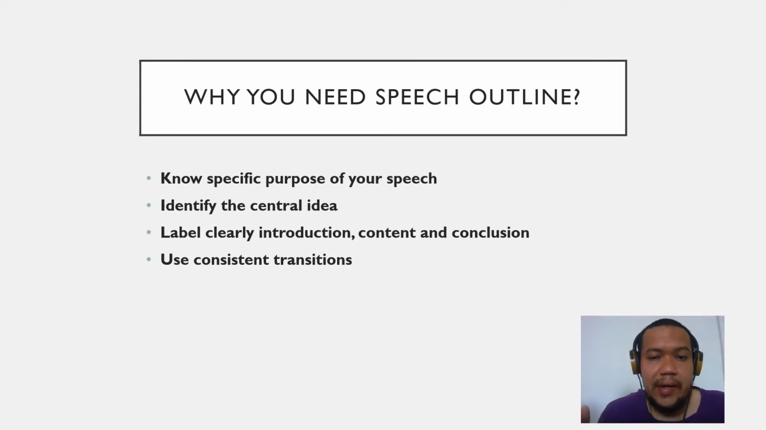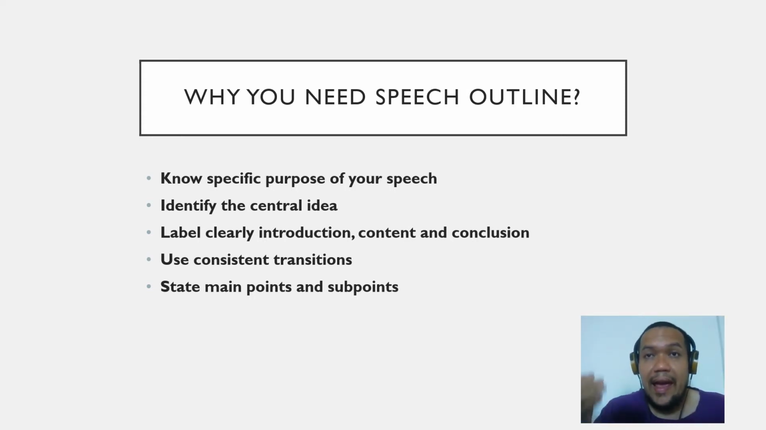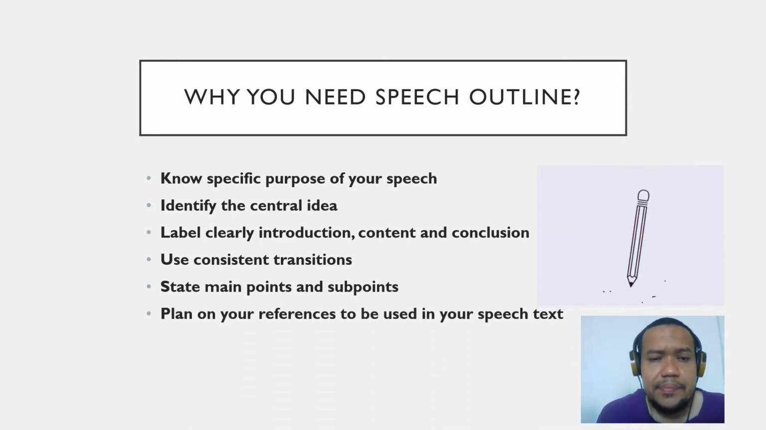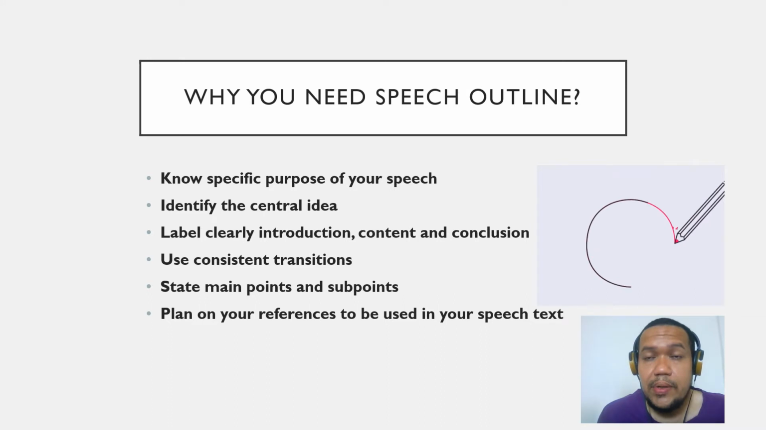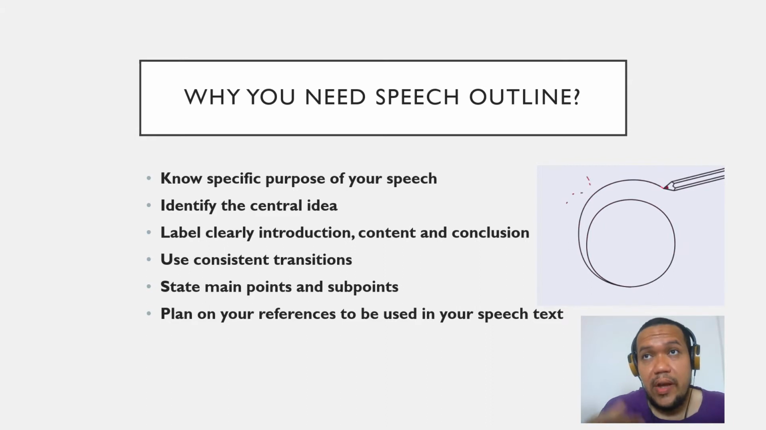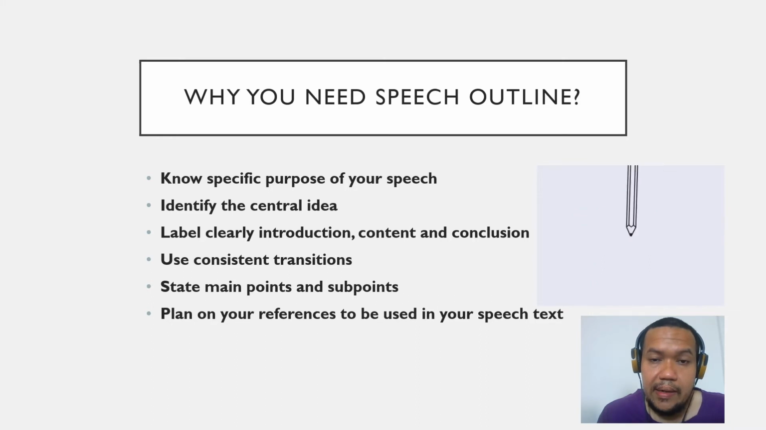That's why in the template there are space for you to write a transition. It's also for you to state a main point and sub point. Main point is the big point. Usually we have main point 1, main point 2, and main point 3, and under each main point there are 3 sub point and also example. Also you can plan on your references to be used in your speech text. For example, which part that you want to do in-text citation. Not every part, but certain part that need to be supported by the references.